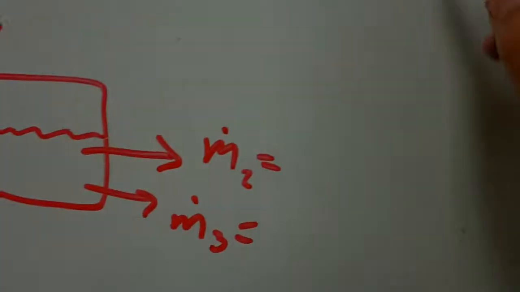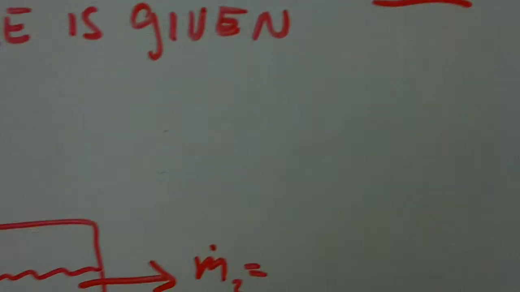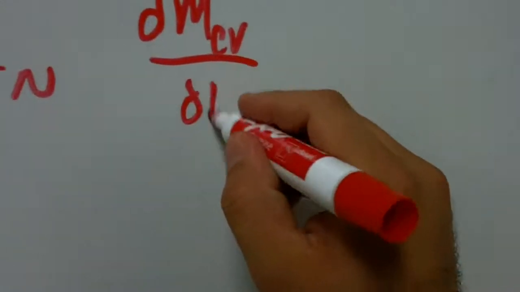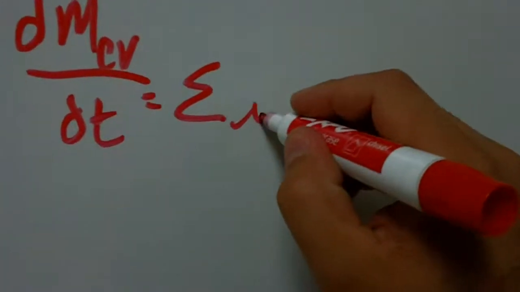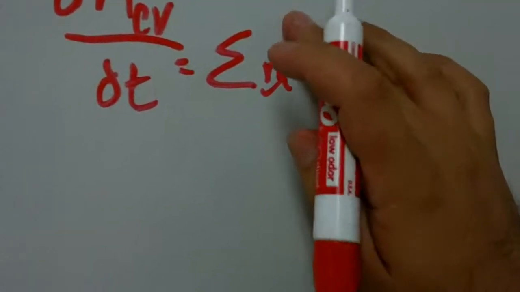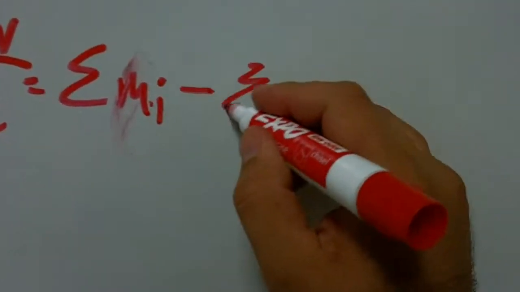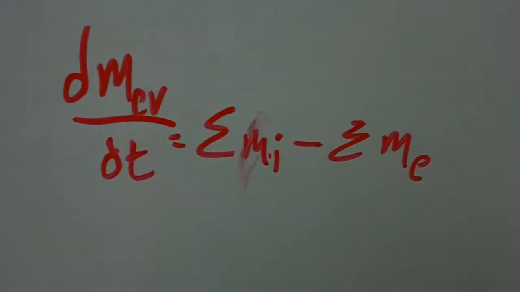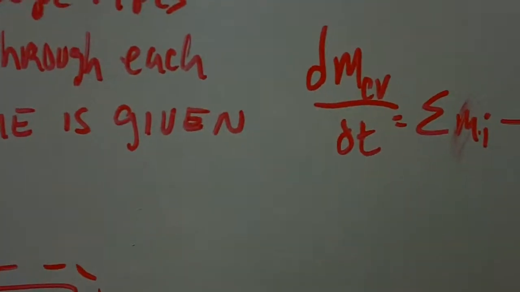Therefore, our mass flow rate equation is going to be the following. The rate of change of mass of the control volume, which is our control volume right here, with respect to time, is going to be equal to the summation of the mass flow rates of the inlet, minus the summation of the mass flow rates of the exit. So with our equation, now we can go ahead and solve our problem.